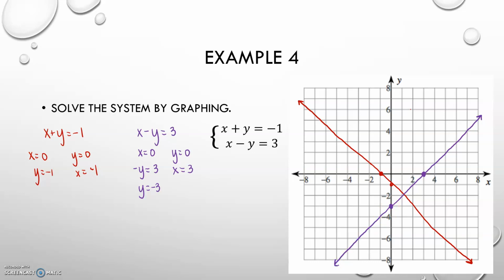And now I need to find the solution. So where do they cross? It's not perfect, but I'm going to estimate that they cross at about 1, negative 2. And this would be my solution.